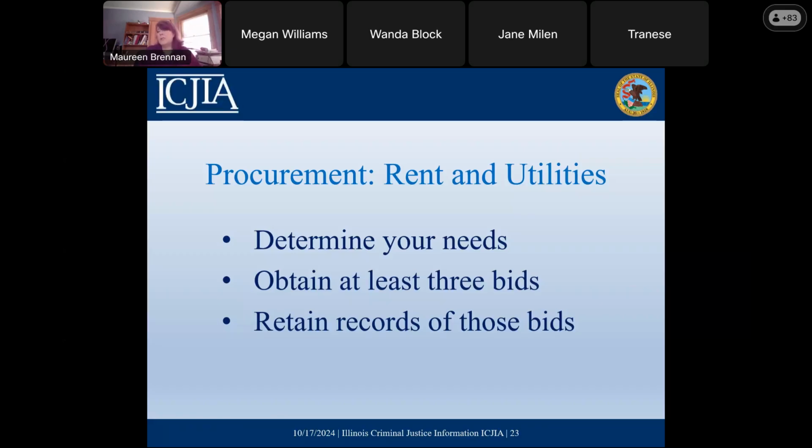And then you need to retain records of those bids, right? So you are doing a very simple, modified procurement process, but you have to define those needs, get some bids, and then retain those records so that when we take a look at it, we can make sure that it has been a competitive process.